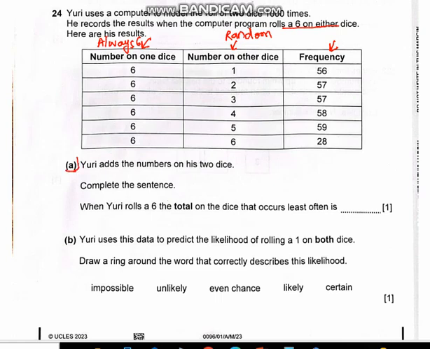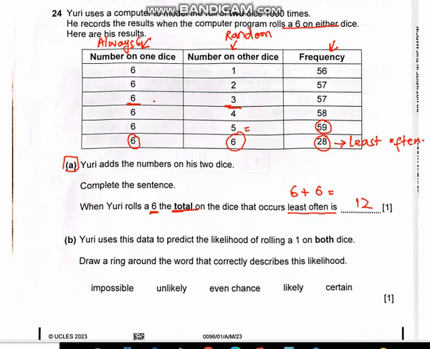Now part A: Yuri adds the numbers on his two dice. So this is one dice, this is the second dice, so he is adding the numbers on the dice. Complete the sentence. When Yuri rolls a 6, okay, so 6 can be over here, 6 can be over here. The total on the dice occurs least often. Which frequency over here is least often? The most occurring value over here is 59, meaning 6 plus 5, and the least often is 28. So this is your least often. The least often is 6 plus what? 6 plus 6 again. So 6 plus 6 is equal to 12. So when Yuri rolls a 6, the total of 12 occurs least often.